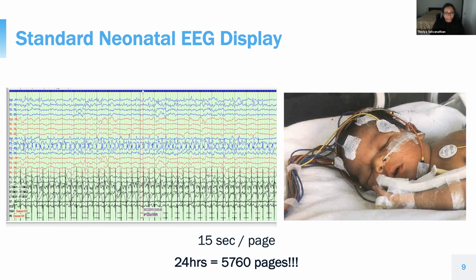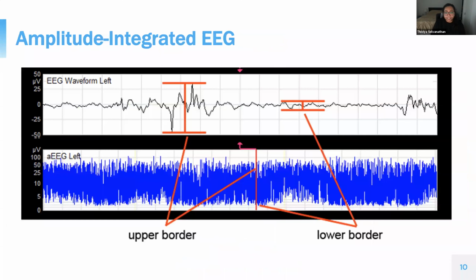So as you can see, what we look at when we're looking at a standard neonatal EEG display is 15 seconds represented on one page. So this means that for a 24-hour recording, there's over 5,000 pages, and that becomes very challenging to review at the bedside. That's really why amplitude integrated EEG is so helpful, because it allows us to monitor changes very easily at the bedside. So this is an example of the amplitude integrated EEG trace.